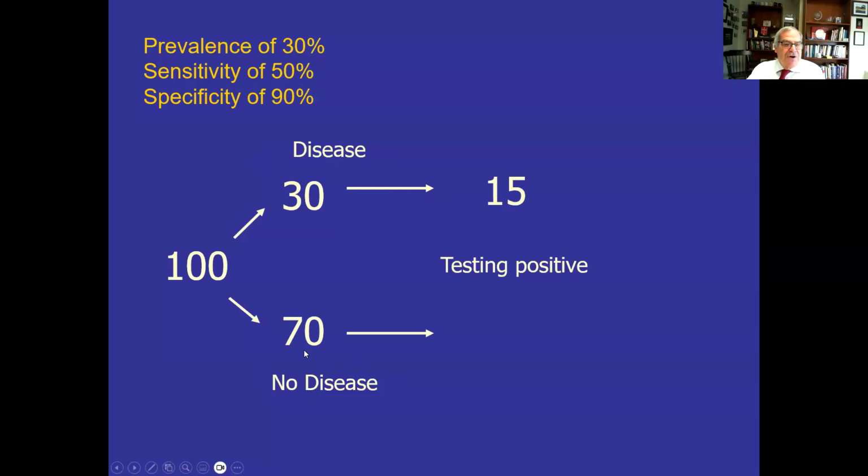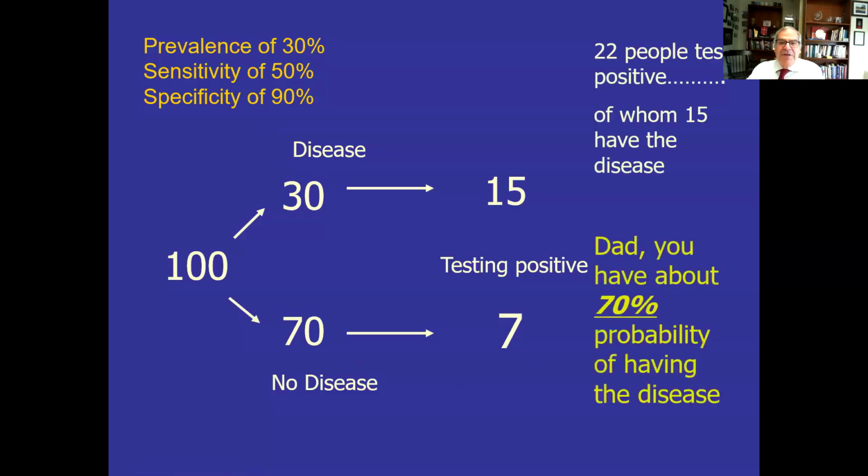For no disease, we know at 90% specificity that 10% will be false positives. And so we have 7 here, because 10% of 70 would be 7. We're looking at testing positive, giving us 22 people, of whom 15 have the disease. So, Dad, you have about a 70% probability of having the disease, given this particular scenario.